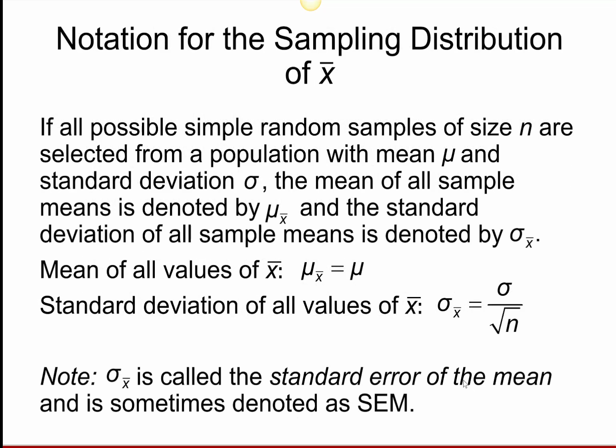If all possible simple random samples of size n are selected from a population with mean mu and standard deviation sigma, then the mean of all the sample means, as we just stated, is designated as mu, and the standard deviation of all values for x bar is designated by sigma divided by the square root of n, and we frequently call this expression the standard error of the mean, or SEM.